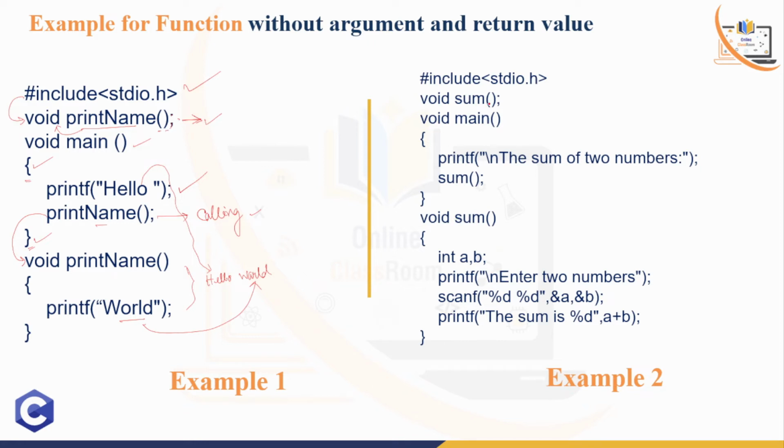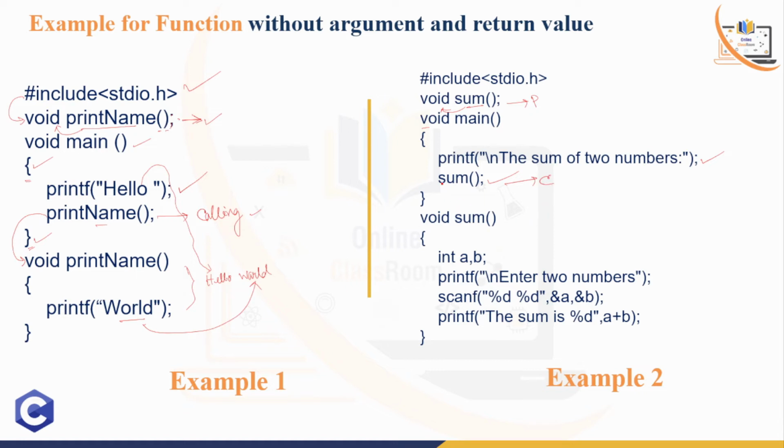So it means void sum. Sum is the function name, void is the return type of that particular function, and this is called the prototype. Okay, after that the main function, and this is basically a simple message to the user: the sum of two numbers, what we want to do. After that, this sum function is the calling part.